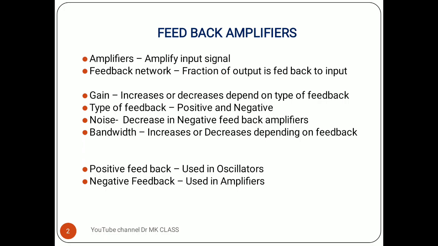By using negative feedback in amplifiers, we reduce the noise in the amplifiers, and the bandwidth increases or decreases depending on the feedback. In negative feedback, bandwidth will increase, and in positive feedback, bandwidth will decrease. That's why an oscillator will have a small bandwidth compared to amplifiers.